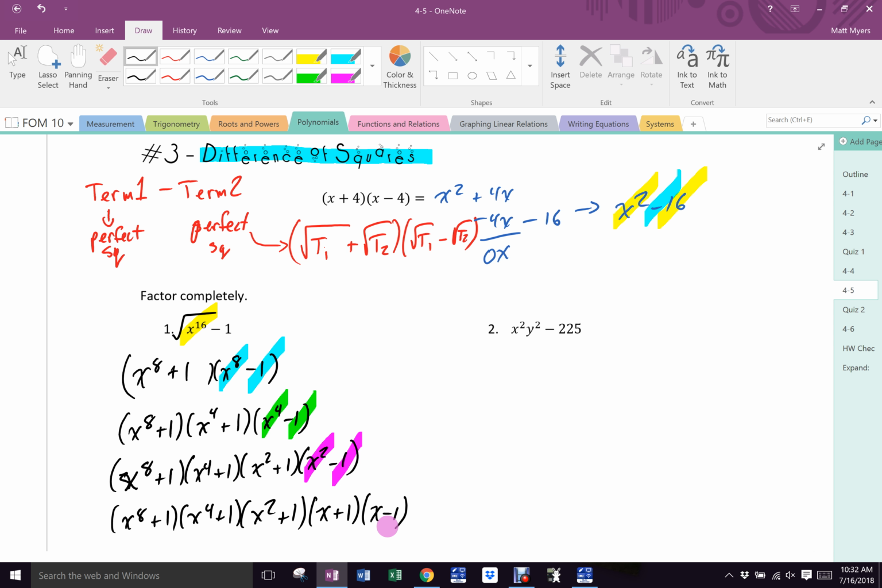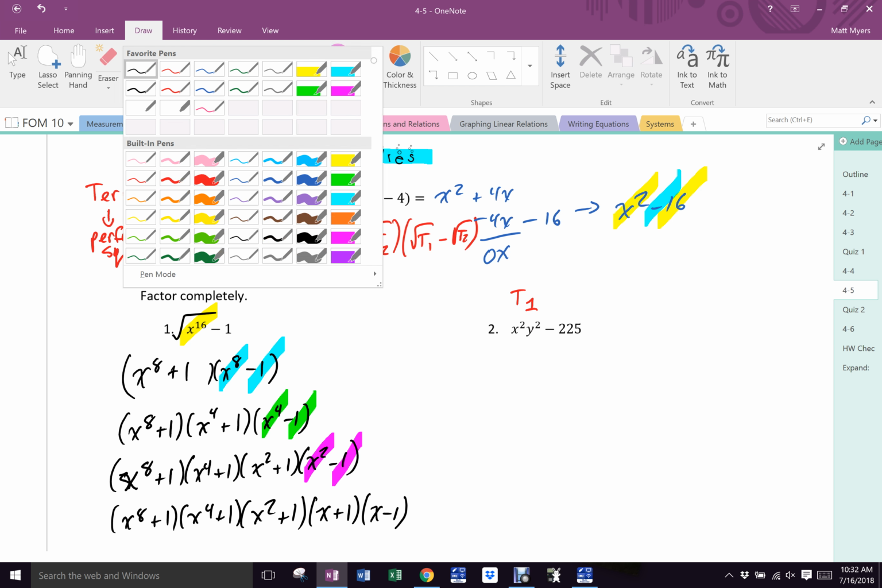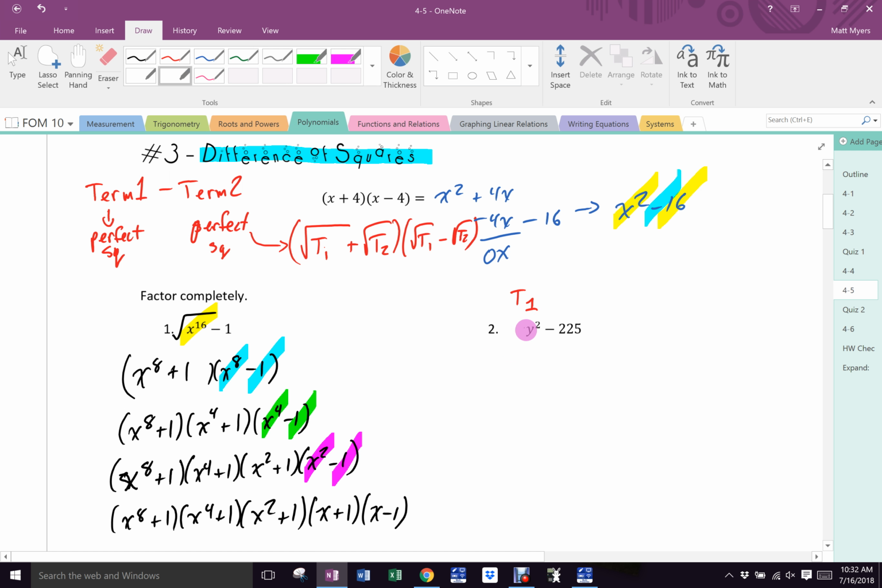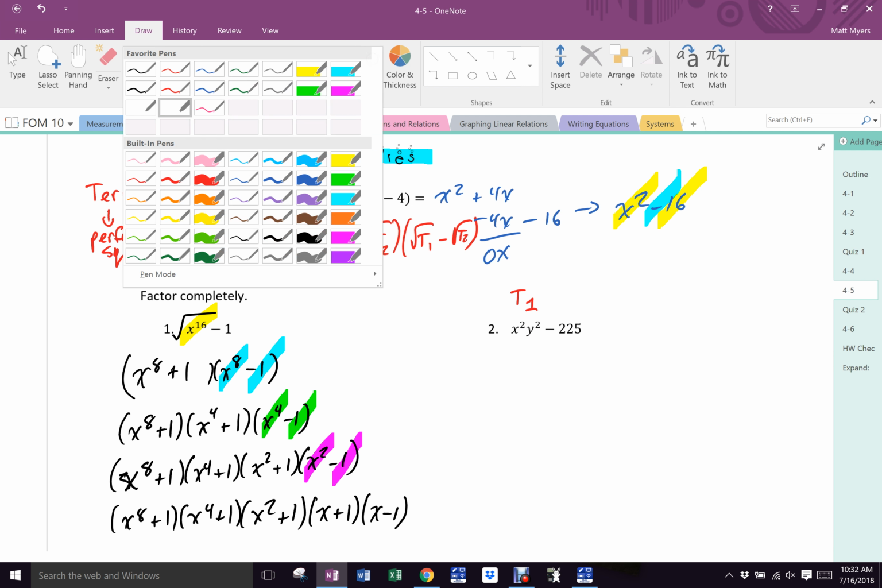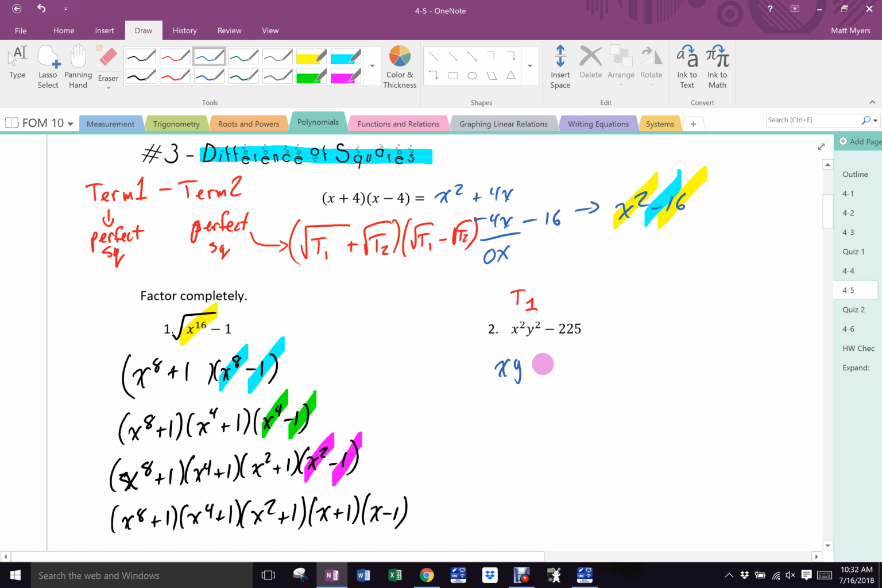Now, notice in this one, I'm starting with difficult ones right away, aren't I? Because it's a very simple concept, yeah? So let's look at this one. There is term 1. Is that a perfect square? Sure it is. Because if it was just y squared, it would be y and y. If it was just x squared, it'd be x and x. But it's both of them, so it's x and y.